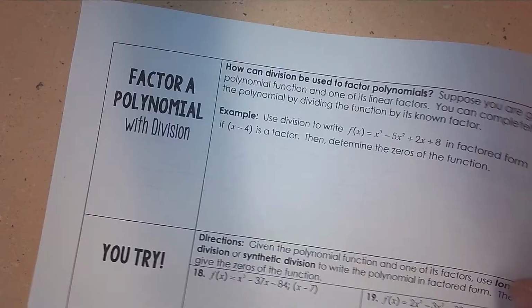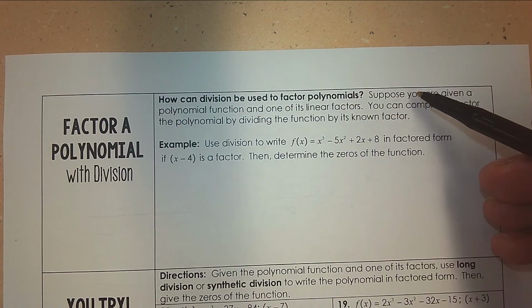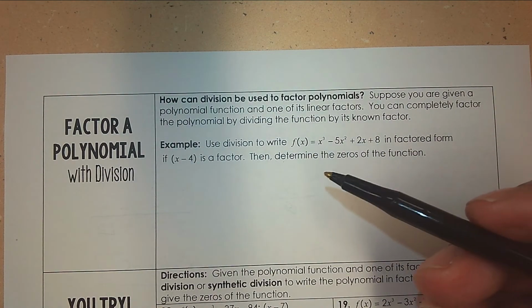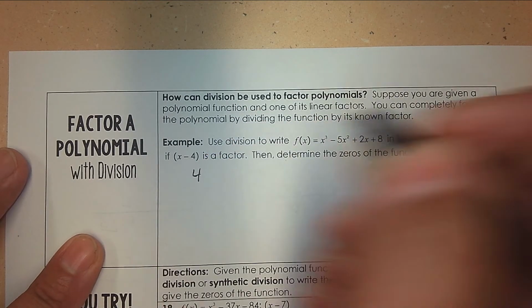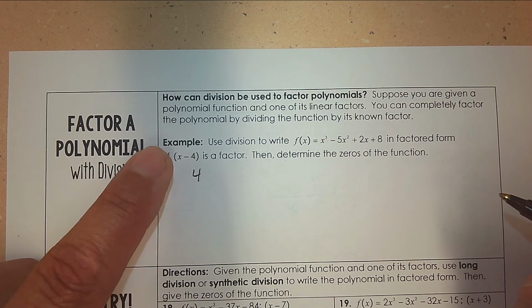All right, turn the page. How can division be used to factor a polynomial? So we're going to divide this and use that to help us factor things out here. So let's do what we just did. So we're dividing by x subtract 4. That's the factor that we know. So we're going to divide by that.